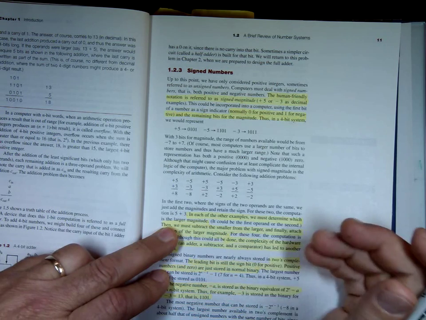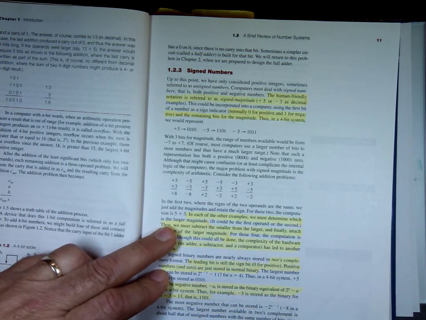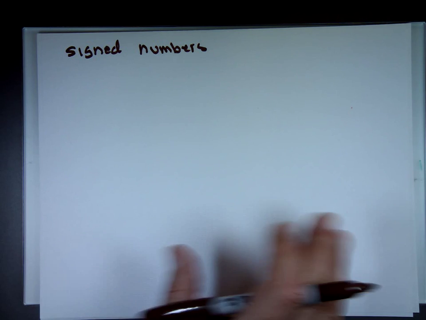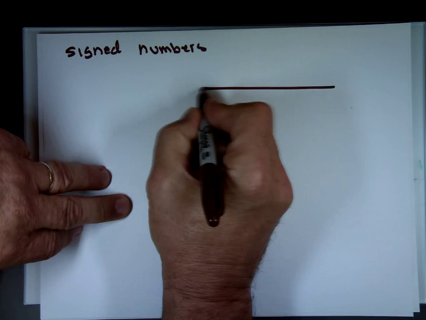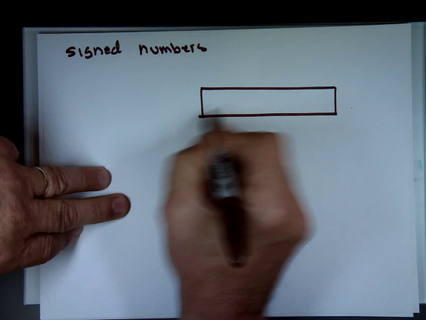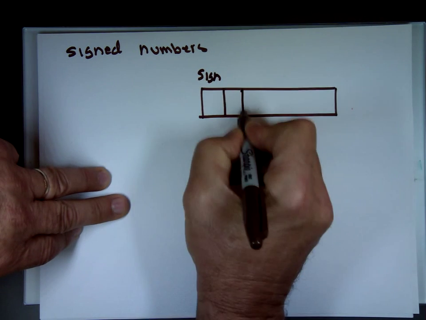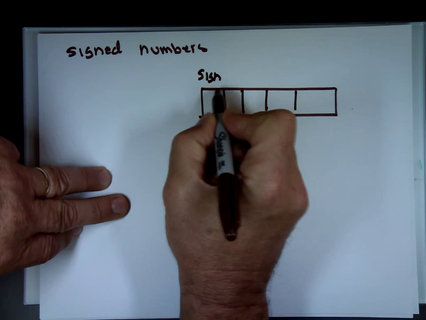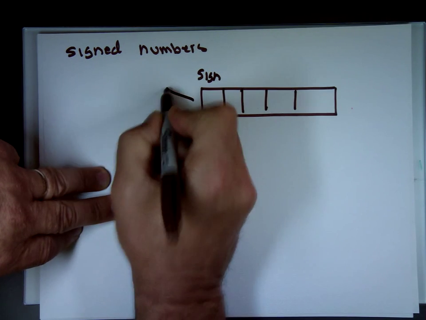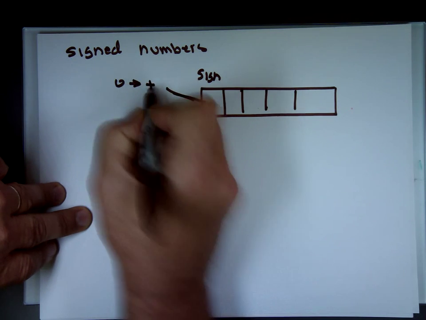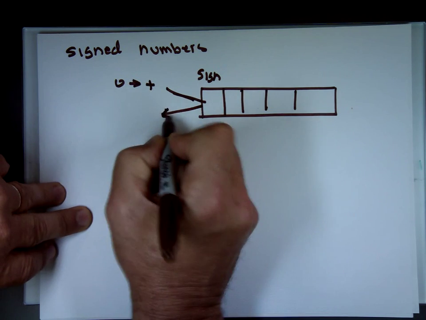Now, the problem with that is, when you take a bit and put it aside for that, you just shrunk the size of the numbers that you can use. So here's an example. If I decided I'm going to use 5 bits, and this bit is going to be the sign, so I got 1, 2, 3, 4, and this is my sign here. If that bit is 0, the number is positive. If that bit is 1, the number is negative.